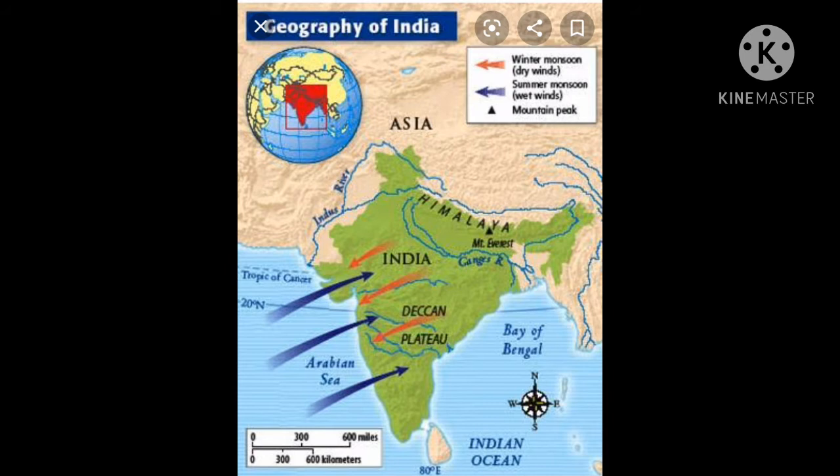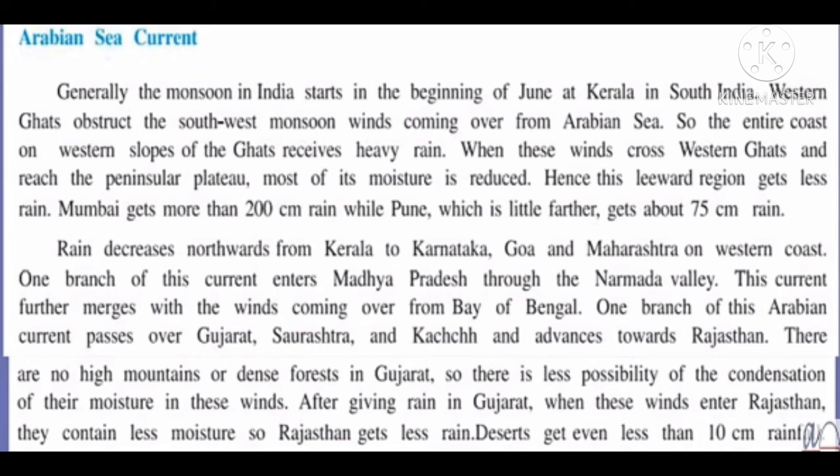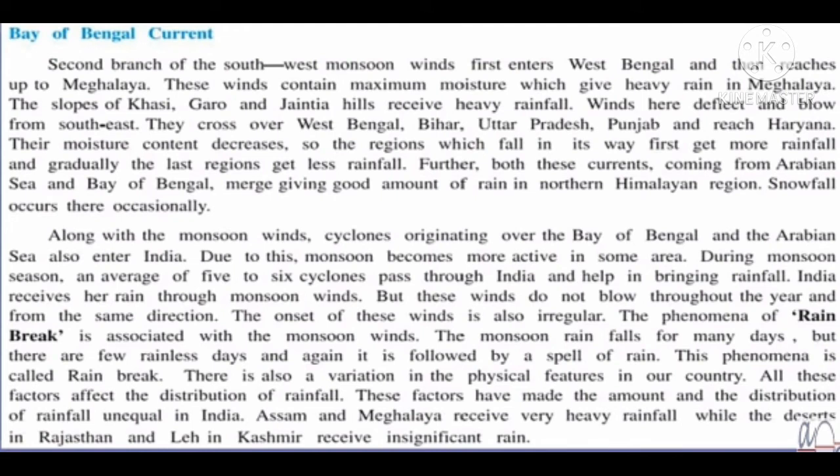Their moisture content decreases, so the regions which fall in its way first get more rainfall and gradually the last regions get less rainfall. Further, both these currents coming from Arabian Sea and Bay of Bengal merge, giving a good amount of rain in northern Himalayan region. Snowfall occurs there occasionally. Along with the monsoon winds, cyclones originating over the Bay of Bengal and the Arabian Sea also enter India. Due to this, monsoon becomes more active in some areas. During monsoon season, an average of 5 to 6 cyclones pass through India and help in bringing rainfall.